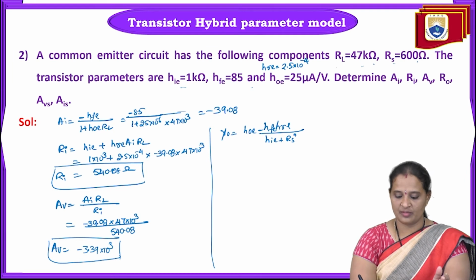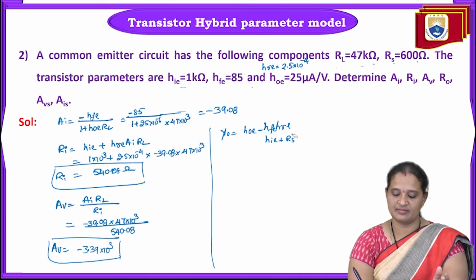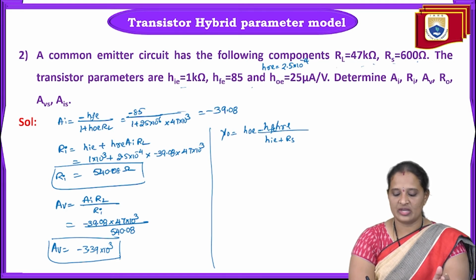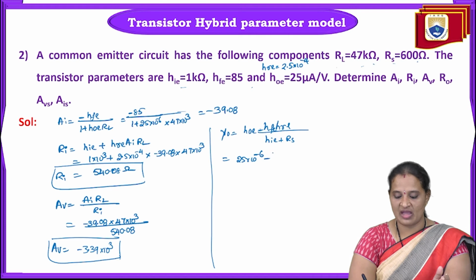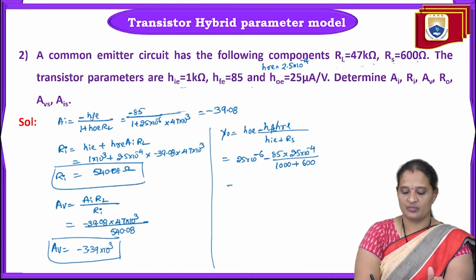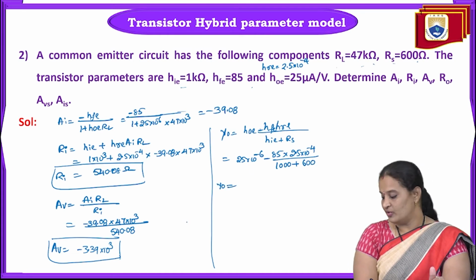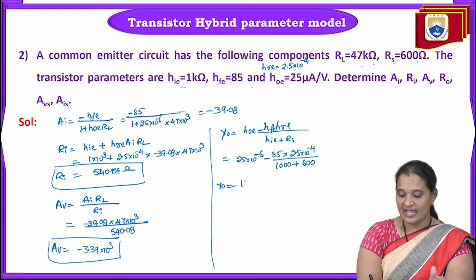Because we don't have any other resistances, simply we need to calculate Rs here. So hoe value is 25 into 10 to the power of minus 6 minus hfe value is 85 into hre value is 2.5 into 10 to the power of minus 4 divided by hie is 1000. 1K means 1000 plus Rs value is 600. So if you calculate this Yo, the Yo value will become 11.72 into 10 to the power of minus 6.